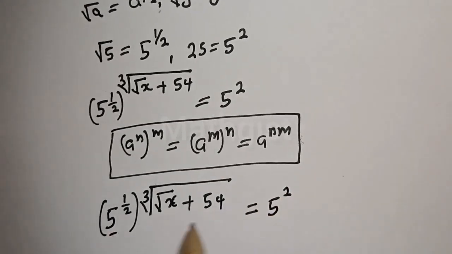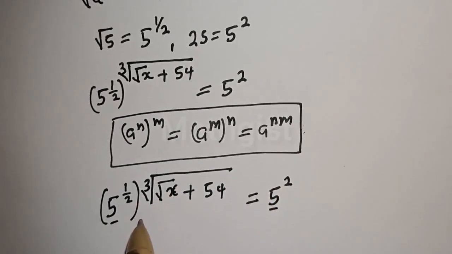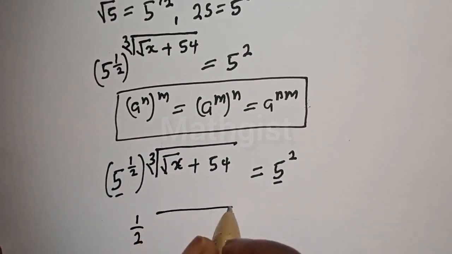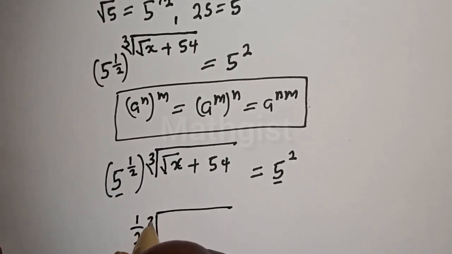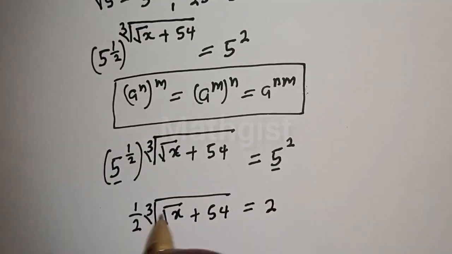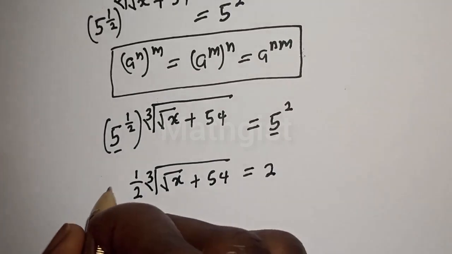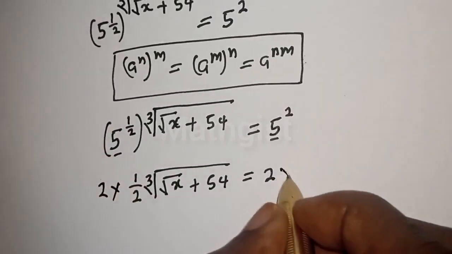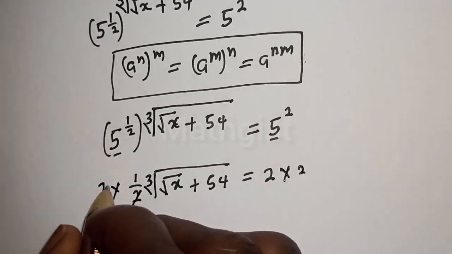Now they have the same base 5, so we work with exponent. Exponent is 1 over 2 cube root of square root of s plus 54 is equal to 2. Let's multiply both sides by 2. Multiply this by 2. This will cancel this.